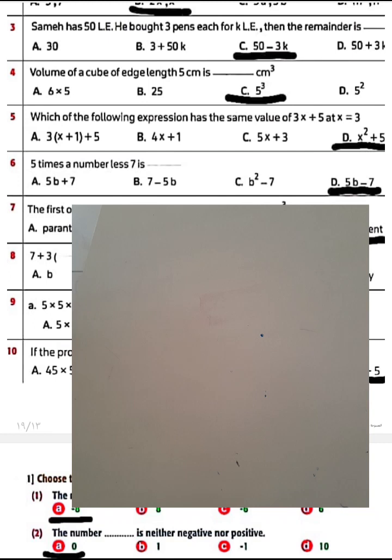Sam has 50 Egyptian lira. He pays 3 pounds for each k lira. Then the remainder with him. Sam has 50 Egyptian lira and he pays 3 pounds for each k lira. He put 3 pounds for each k lira. It will be 3k. It's the total money he will give someone, it will be 3k. And the remainder with him will be 50 subtract 3k. Understood?